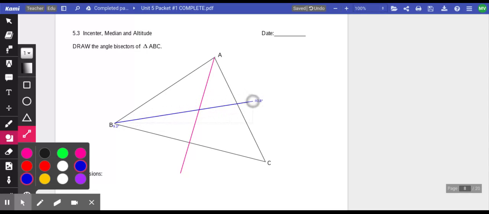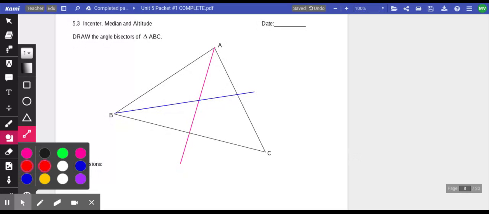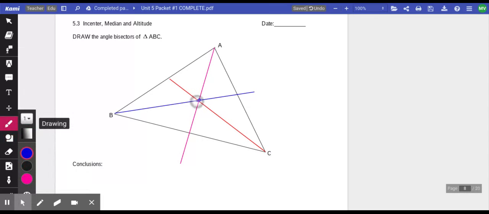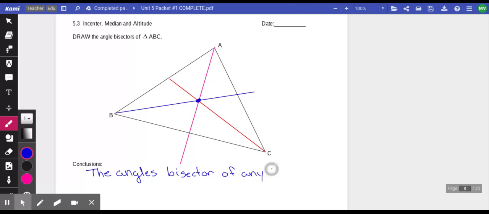So if I approximate my angle bisectors, I'm doing them in 3 different colors. You will notice that the angle bisectors all meet in a single point in the middle of the triangle. And that is because the angle bisectors of any triangle are concurrent. And this point of concurrency is called the incenter.